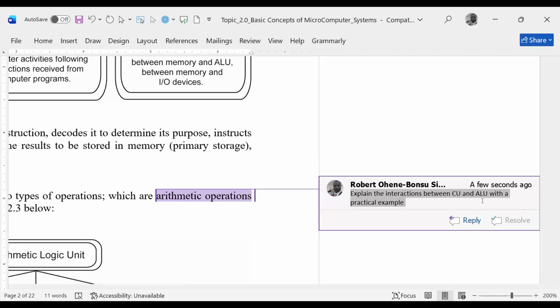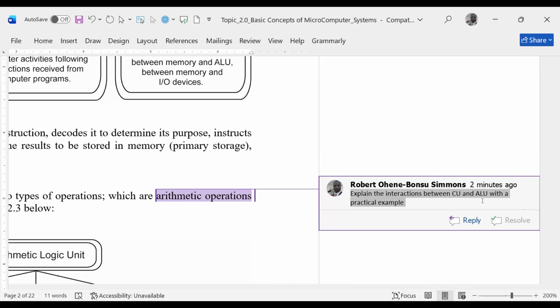Explain the interaction between CU and ALU with a practical example. Good. So we can try this. Explain the interaction between the two key components in the CPU with a practical example. Who can try this? Do you understand this question? If you don't understand, let me explain it further.